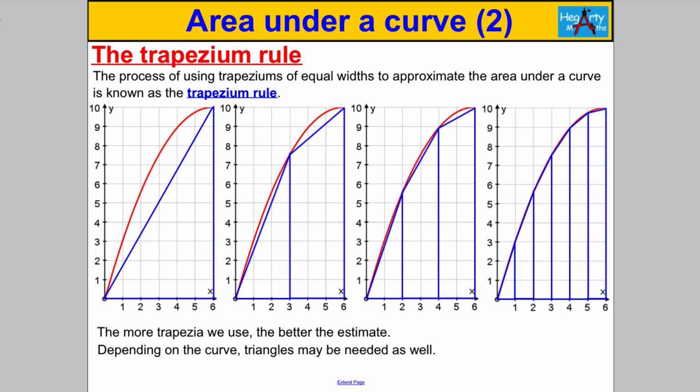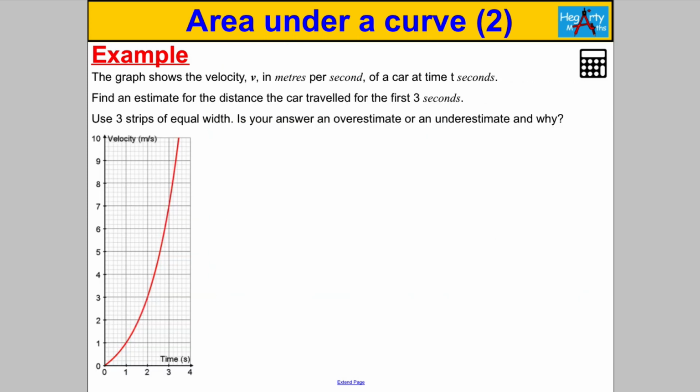So let's take a look at a question. Here's the first one. Pause and have a go. So we've got a velocity time graph of a car, and we're asked to find an estimate for the distance travelled by the car in the first 3 seconds, and we're told some key information: use 3 strips of equal width. Is your answer an overestimate or underestimate, and why?